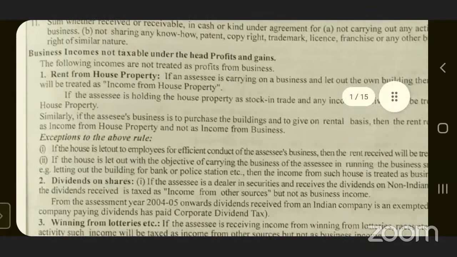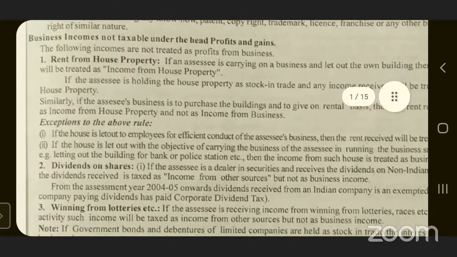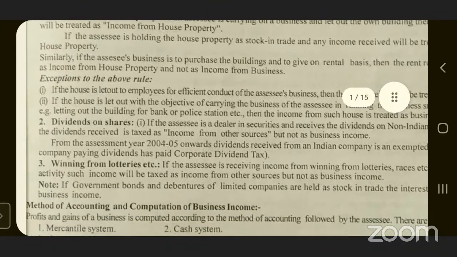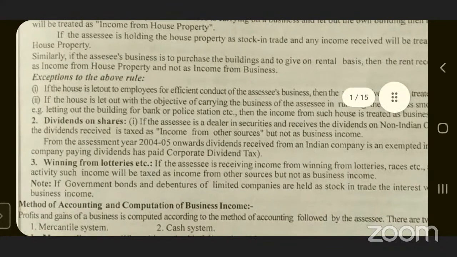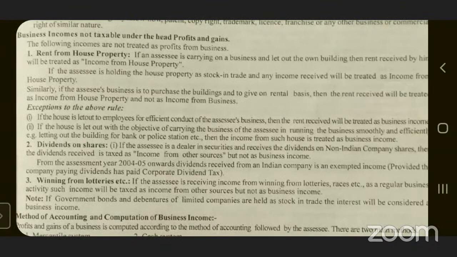Here, a list of items are there which are not considered as incomes under this head. That is rent from house property. Again, there are certain exceptions to that rule. That is, if the house is let out to employees for the purpose of conducting that business in an efficient manner, then the rent received will be treated as business income. Means here he is receiving income from his employees only, but as a part of business. Means he constructed the houses for the convenience of the employees and he is collecting some amount of rent. So that is called income from business itself, even though it is arising out of a house as a part of rent.